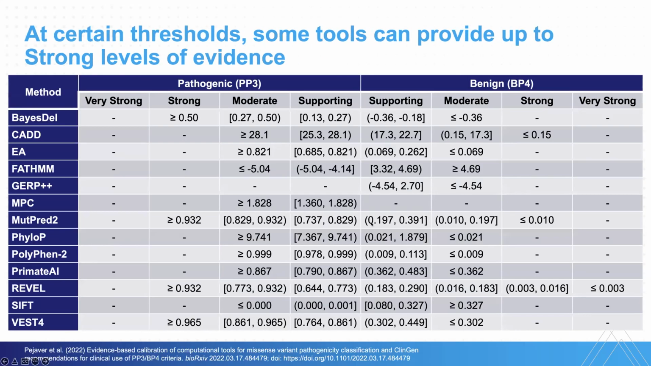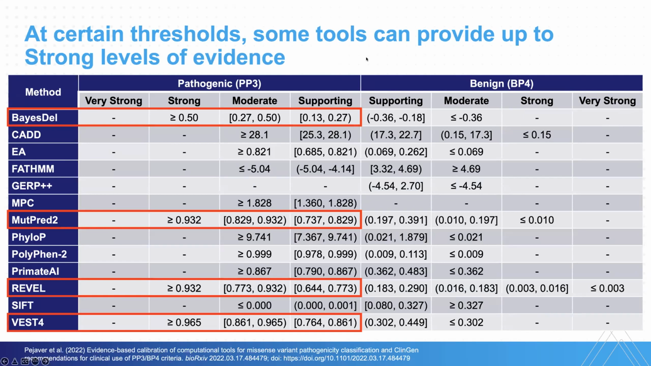So as I mentioned, we did this for 13 tools, and I'm just going to highlight a few key points here. In general, computational methods can provide more than supporting levels of evidence for both pathogenicity and benignity. Some tools can provide up to strong, and there are 4 tools that had score thresholds above which you could call a variant as being strong. Having strong, you could use the method as strong evidence for the variant being pathogenic.